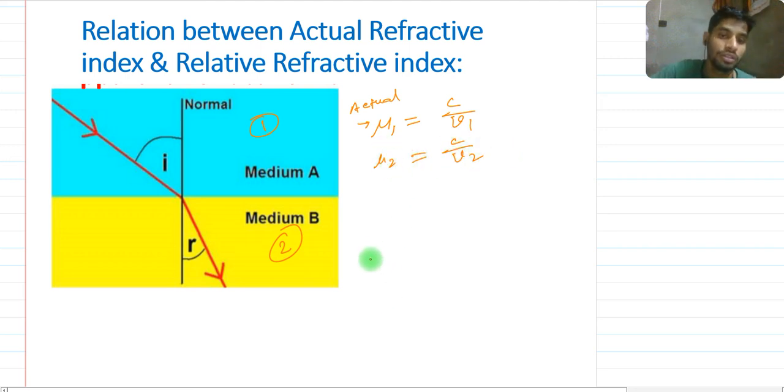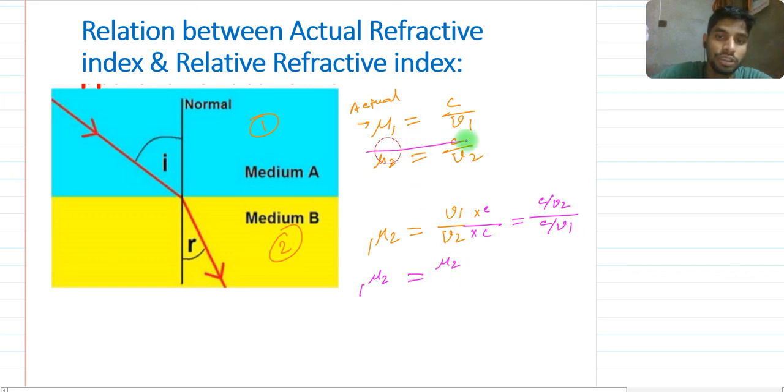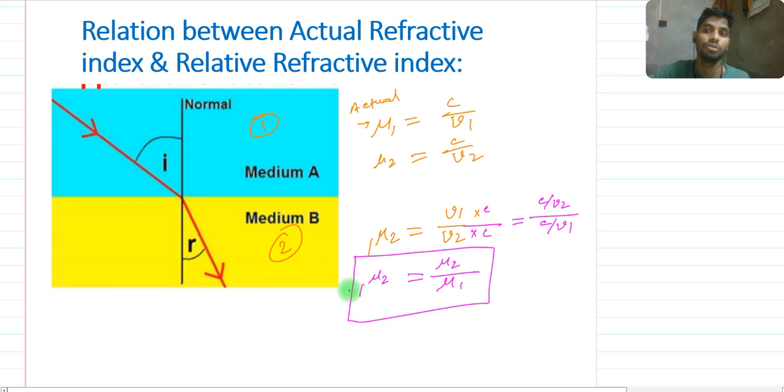But if I write 1 mu 2, meaning the refractive index of the second medium with respect to the first medium, we can write V1 by V2. So if we multiply by C on both sides, then you can write C by V2 divided by C by V1, right? That means 1 mu 2 is mu 2 by mu 1, where mu 2 is C by V2 and mu 1 is C by V1. This is another equation: 1 mu 2 means mu 2 by mu 1.